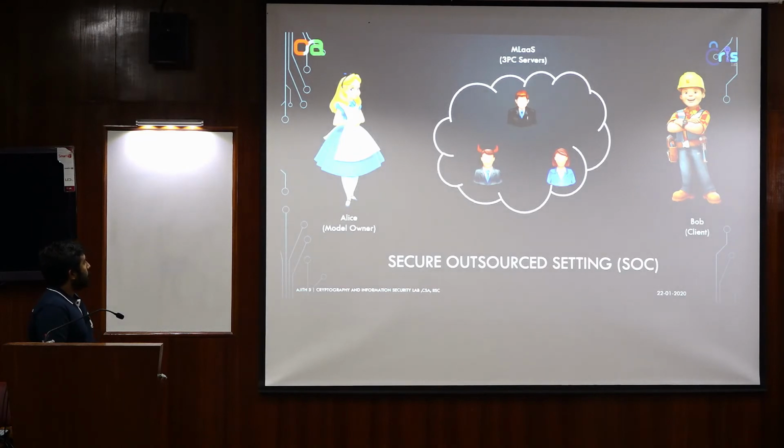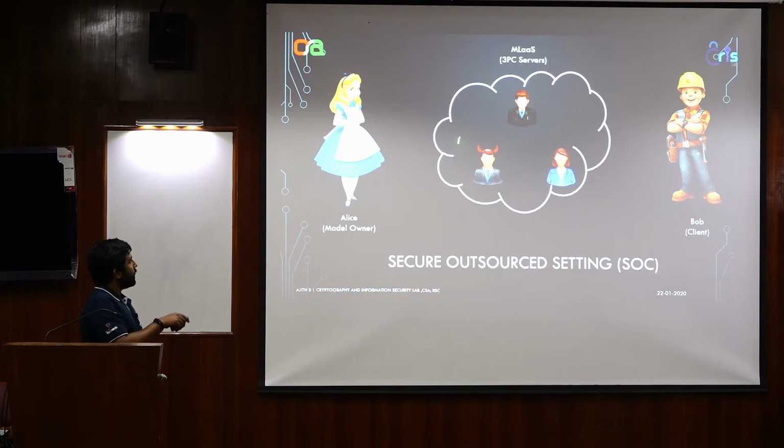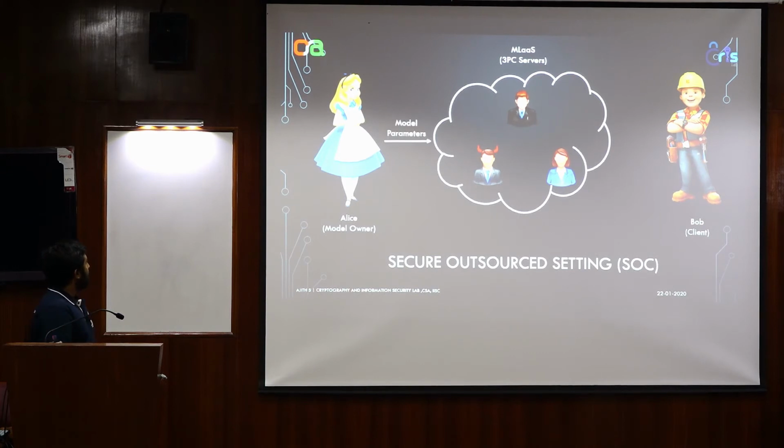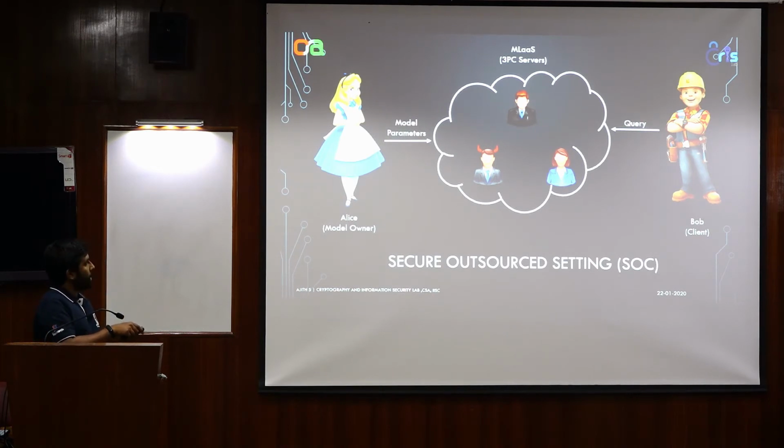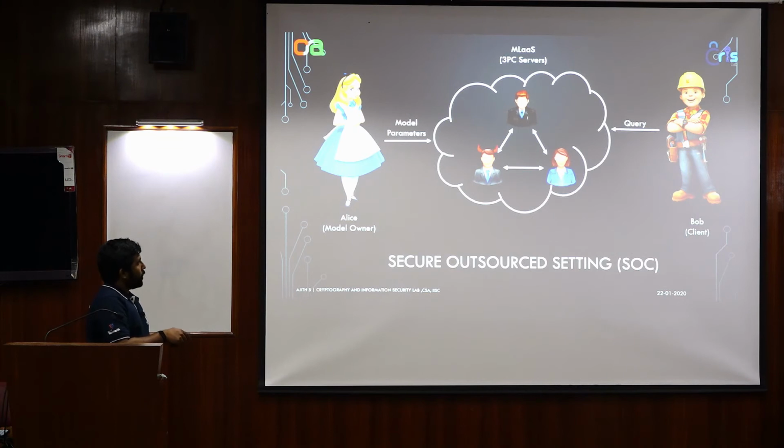So for instance, earlier there was a model owner and Bob communicating to each other, but now there is a set of 3 servers. For the case of 3 parties, there is a set of 3 servers, and the model owner provides the model parameters and the client provides the query. The model parameters as well as the query are distributed to this set of 3 servers in such a way that no one server can learn about either the model parameters or the query in clear. The servers perform the computation and the output is reconstructed towards the client.